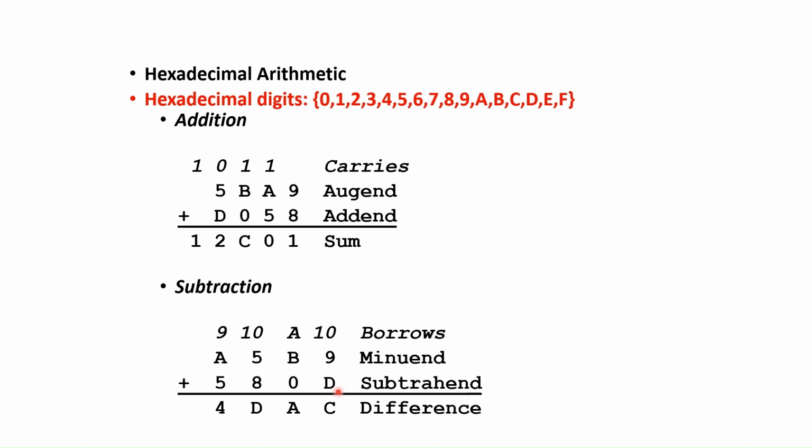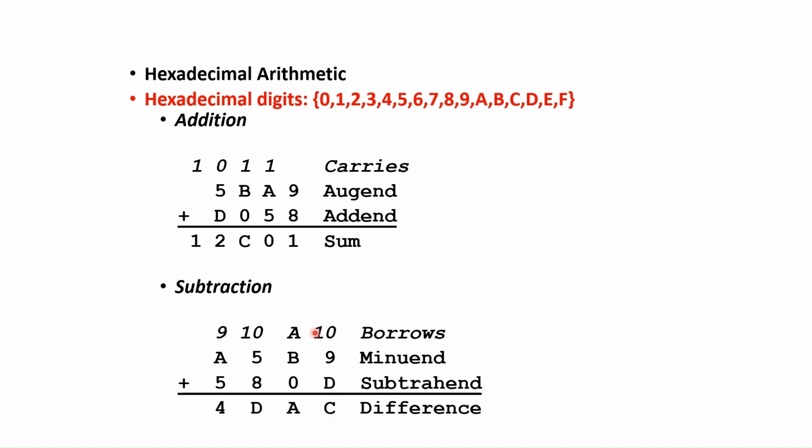9 minus 8, not possible. You have to take a borrow. Take 1 from here. So if you minus 1 from B, it will become A. And this 1, 0 is equivalent to 16. 16 plus 9 is 25. 25 minus 13 is 12. And 12 is equivalent to C.